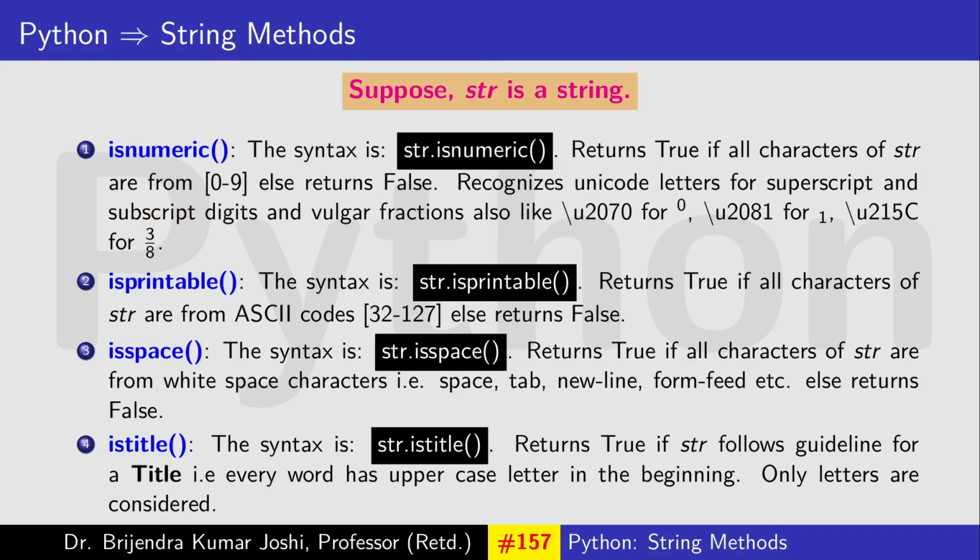Next one is isprintable. Its syntax is also simple: str.isprintable, no parameters. It returns true if all characters of str are printable ASCII codes, from 32 through 127, both values included. 32 is the ASCII code for space. So if these codes appear in the string, it will return true. If anything other than these ASCII codes comes, it will not be treated as printable ASCII code and it will return false.